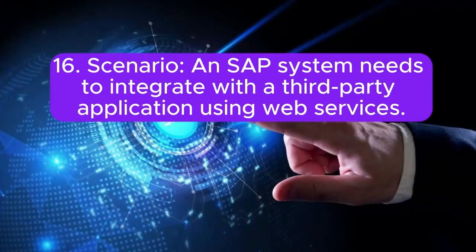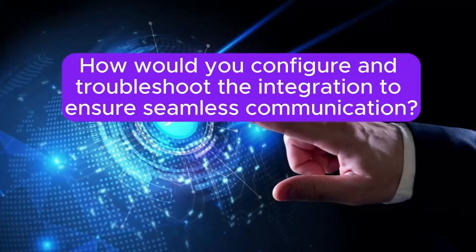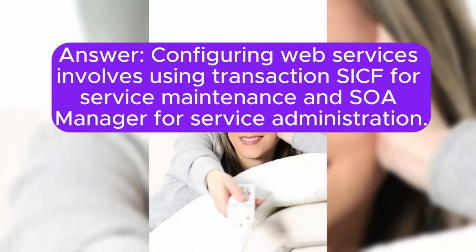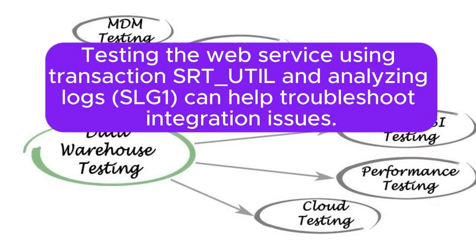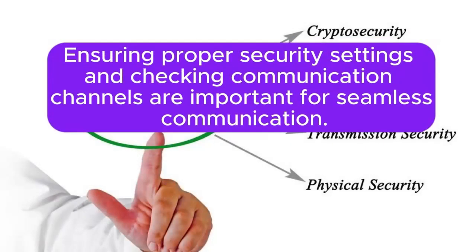16. Scenario: an SAP system needs to integrate with a third-party application using web services. How would you configure and troubleshoot the integration to ensure seamless communication? Answer: configuring web services involves using Transaction SICF for service maintenance and SOA Manager for service administration. Testing the web service using Transaction STRUST and analyzing logs in SLG1 can help troubleshoot integration issues. Ensuring proper security settings and checking communication channels are important for seamless communication.